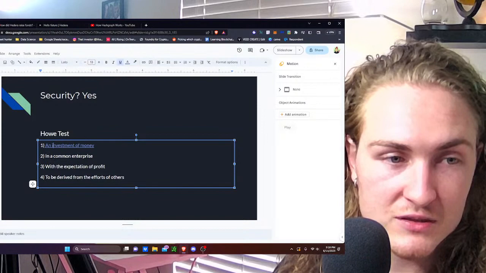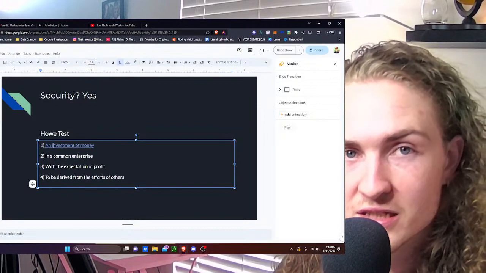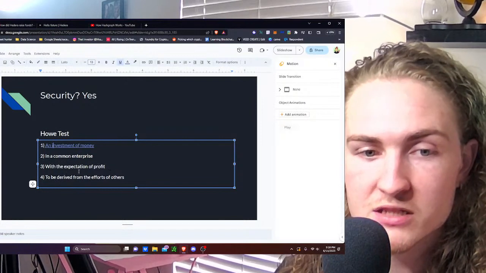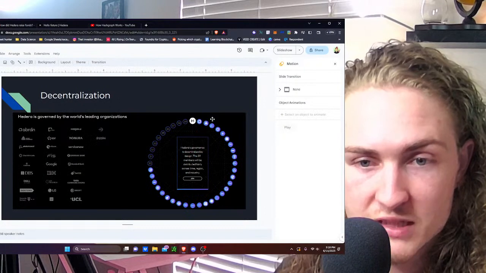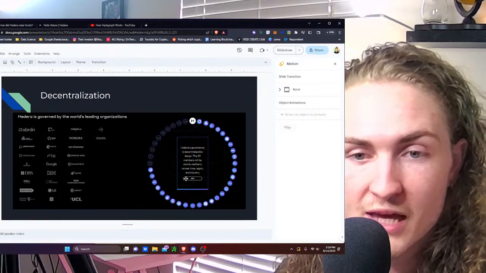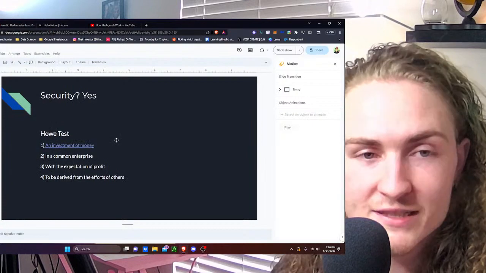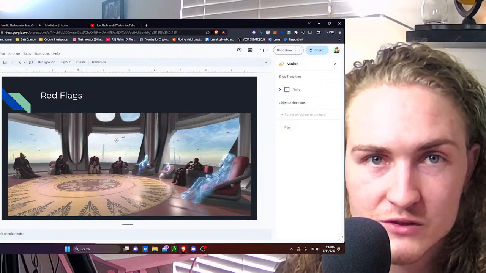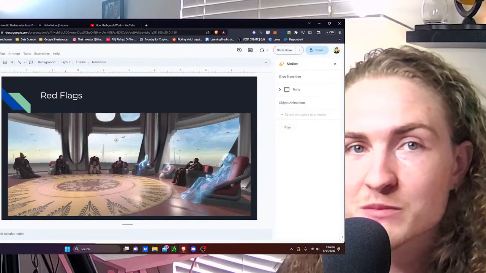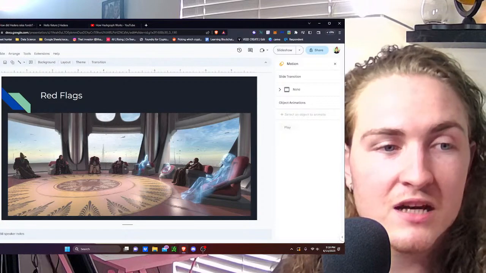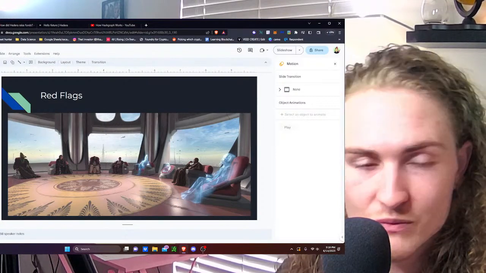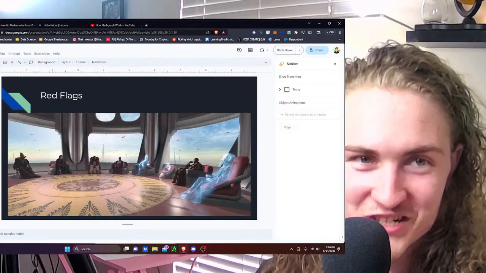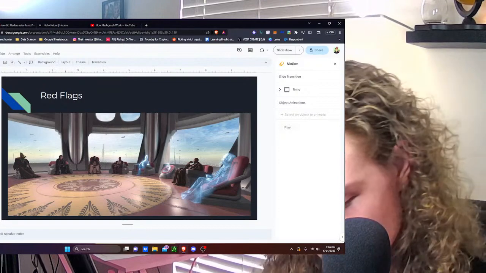In a common enterprise, well, yes, they were investing directly into Hedera Hashgraph, the company, with the expectations of profit to be derived from the efforts of others. The efforts of these companies, governance has been passed on to the hands of the governing council, so yes, it's a security. Red flags, it's a security, and there's a governing council. At the same time, that makes me a little bit bullish on it because unlike many different cryptocurrencies out there, well, I want to hold off on that actually because we're talking about red flags right now and I shouldn't try. Yeah, we'll keep it there.